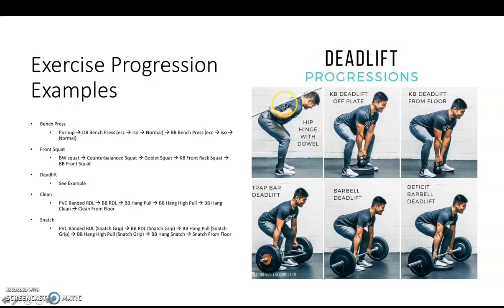That dowel, what we're looking for is we're trying to have that bar or that pipe sit on your butt, sit on your mid-back, and then on the back of your head. As you hinge back, you want to make sure that that bar is touching all 3 spots the entire time. So that way we're working on that hip hinge.